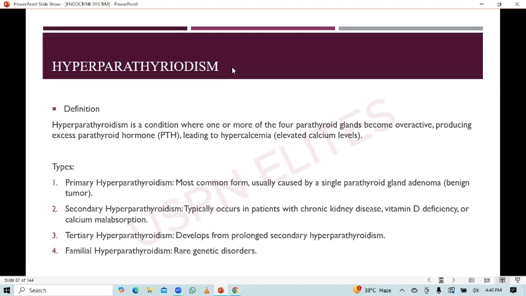So the body is supposed to produce parathyroid hormones. Now, the body lacks vitamin D, and therefore there's what?